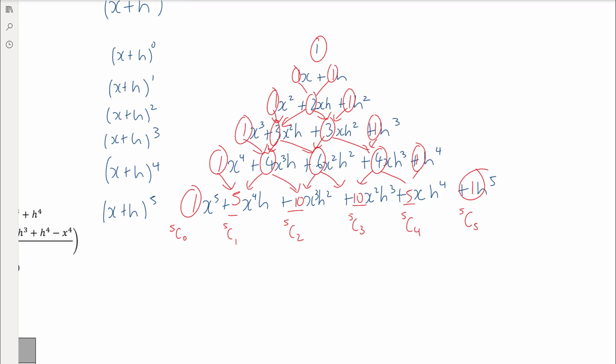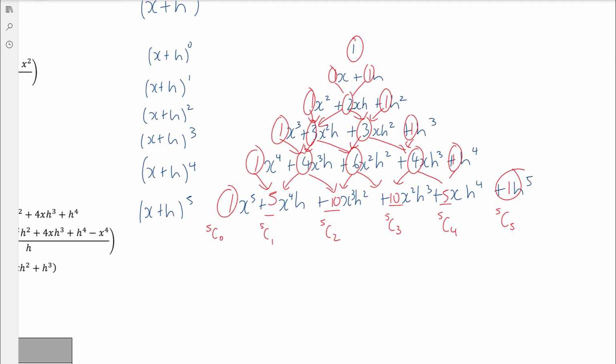When we have (x plus h) all to the power of n, we can generalize that expansion. If it was (x plus h) to the n, our first term would be x to the n, our next term would be x to the n minus 1 times h. Our next term would be x to the n minus 2 times h squared. Our next term would be x to the n minus 3 times h cubed, etc.